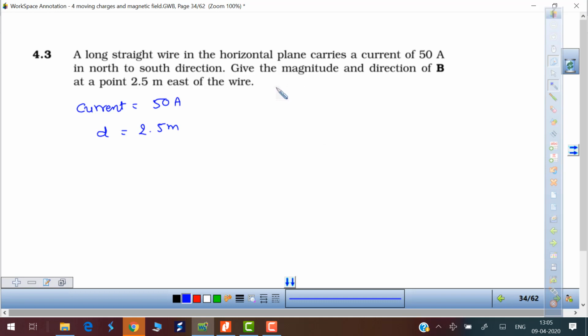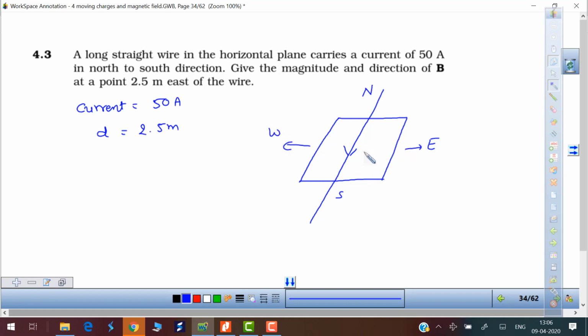here direction is mentioned, so we have to be much careful about the direction. So this is the long wire. What is the direction? North to south. So I try to draw. This is three-dimensionally I am trying to draw for better understanding. So this is our current wire. This side is north, this side is south, this side is east, and this side is west. Okay, you can take this as x-axis, this is z-axis, and this perpendicular is y-axis.